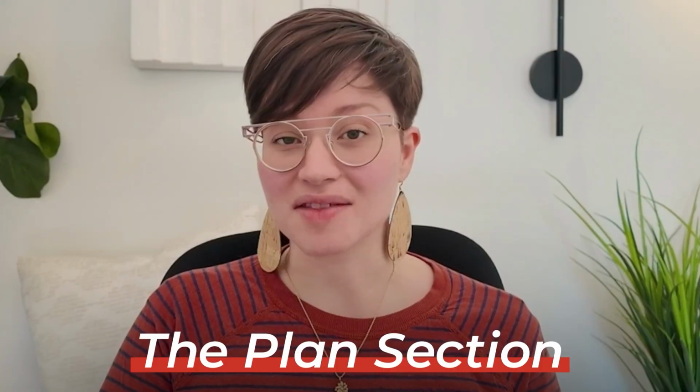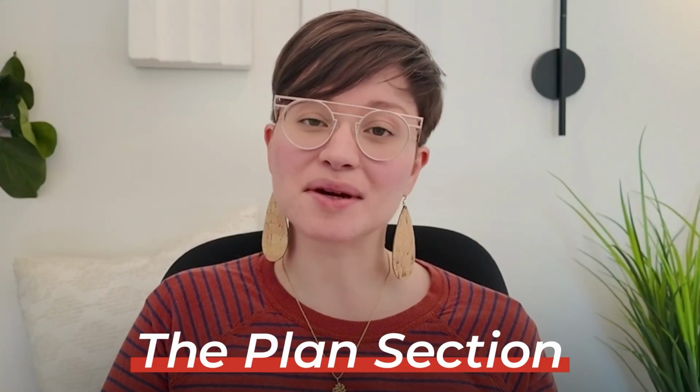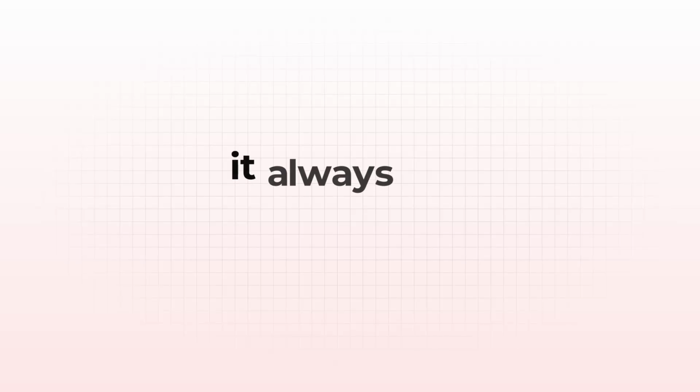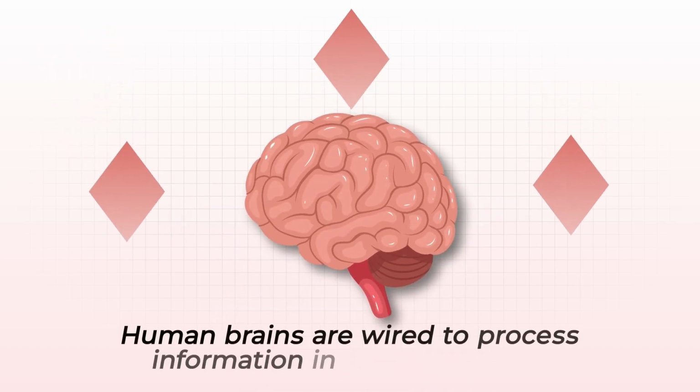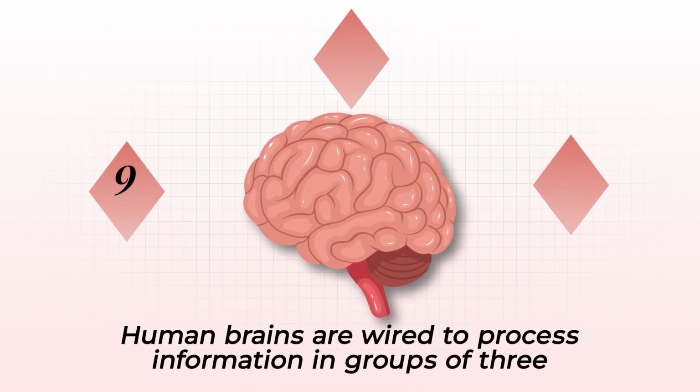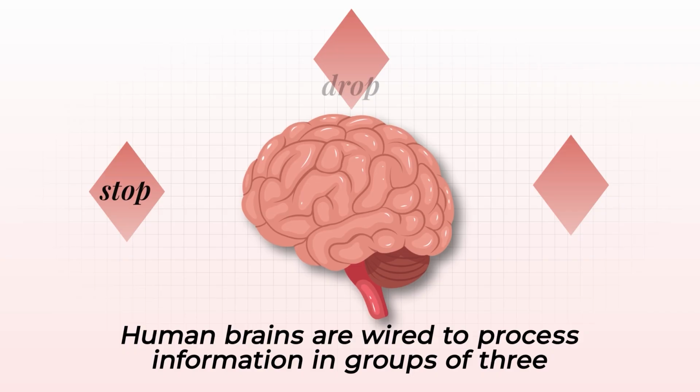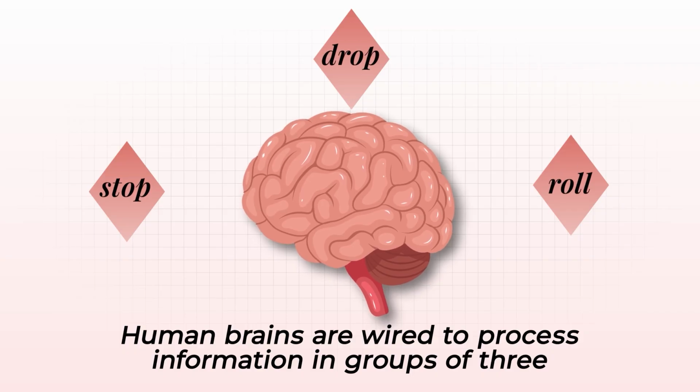Now, if someone is still reading at this point, they're probably thinking, okay, I'm interested, but what actually happens next? And that is what the plan section answers. This is where you give them a plan. And it always has 3 steps. Human brains are wired to process information in groupings of 3. That's why we have 911 and stop, drop, roll and other memory tools like that. 3 steps also helps to remove the fear of the unknown and reduce friction between where they are now and where they want to be in working with us.